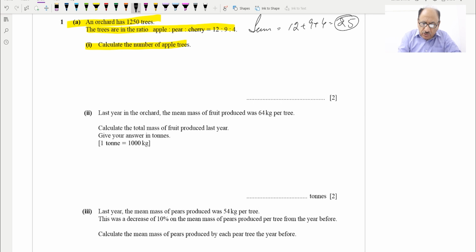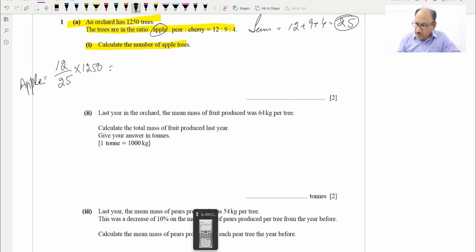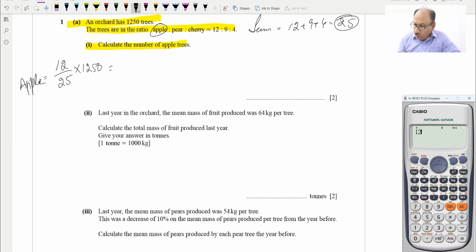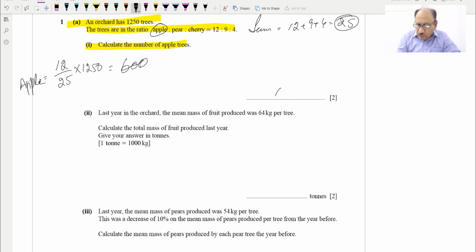Now we need the ratio for apple, and apple is 12 over 25. So these are apples. So this will be equal, multiply by the total, which is 1250. So we will multiply this by 1250 and we will get the answer. So we'll be using the calculator. 12 over 25 multiplied by 1250 is equal to 600. 600 apples will be our answer for 2 marks.